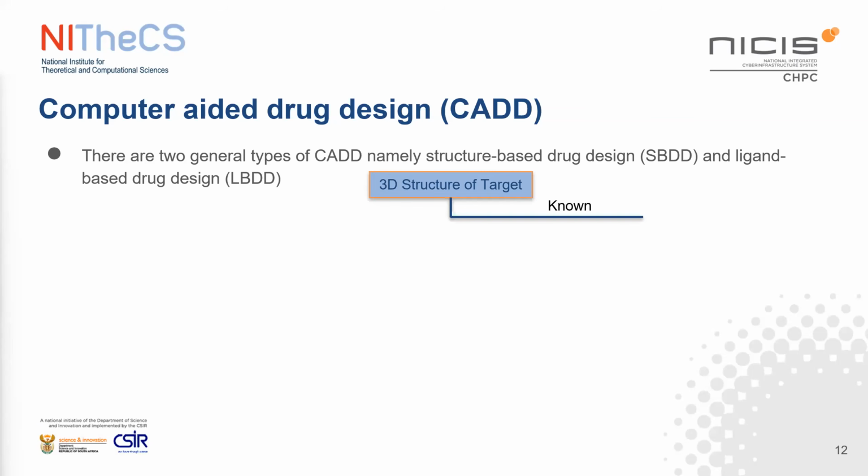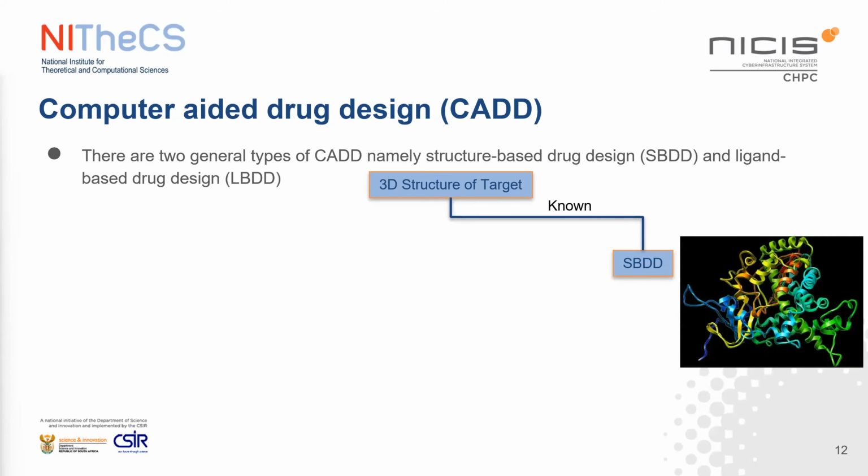So what exactly is the difference? For structure-based drug design, you need a 3D structural target, right? So you need a protein structure and you need to know this protein structure. It needs to be crystallized out. So you need to have enough information on the structure so that you can use it to start looking for active sites, for example. So in this case, if the 3D structure is known, then we can do structure-based drug design.